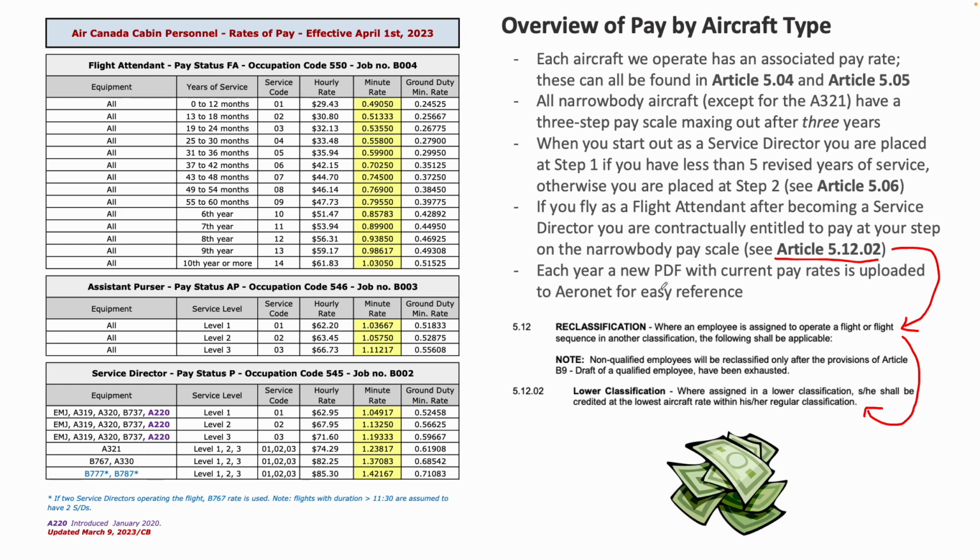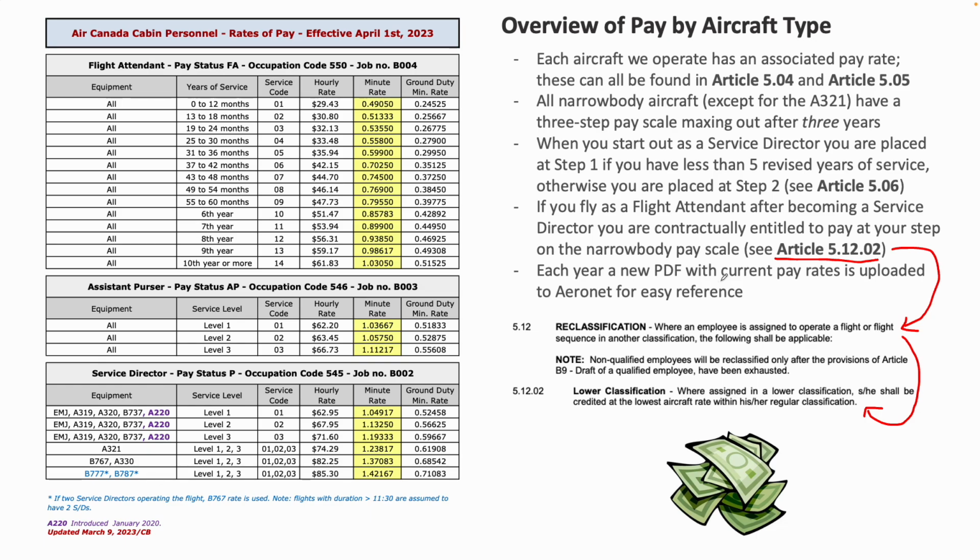Whereas if you have been reclassified for an entire block month, so your default for the month is something other than service director, then some of the provisions laid out in Article 5.06 would apply. For the most part, nowadays it's a one-off when flying as a flight attendant, so Article 5.12.02 would apply.